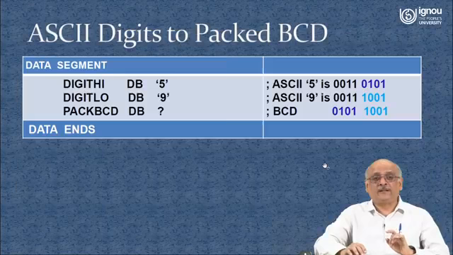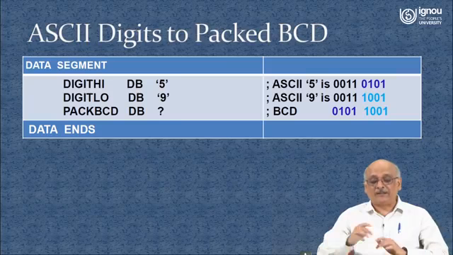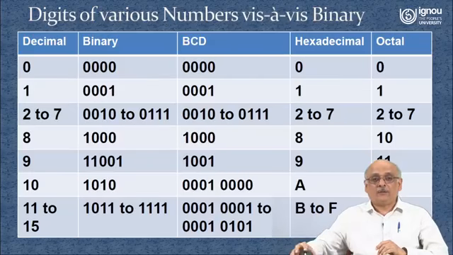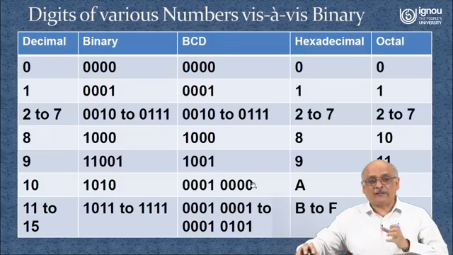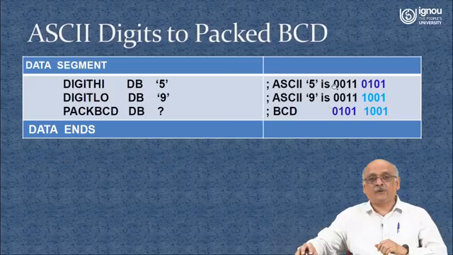So we go further then. First program which we will be doing is ASCII digits to packed BCD. Now packed BCD is what? This is a packed BCD. Why? Because in 8 bits, how many decimal digits are we representing? 2. So this is a packed one. Packed in 8 bits, it is packed. All right. So this is what we are going to do.